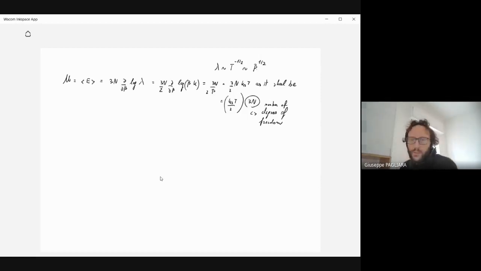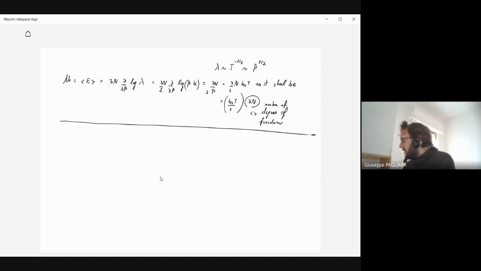Okay, so for one particle I had kBT over 2 in one dimension. For N particles in 3 dimensions, I get 3/2 kBT N. Okay, so this was just a little exercise, then we will do some other exercises, but here I want to do another thing before, which is important.